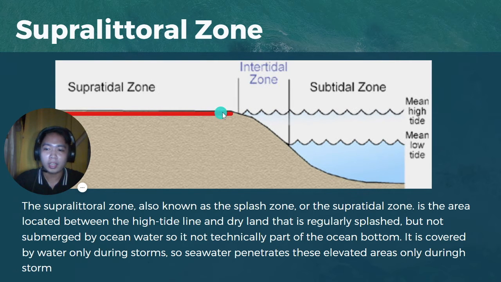However, this area is moist or wet because it gets wet from the splash of the waves. It is covered by water only during storms, so seawater penetrates these elevated areas during storms, especially during a storm surge, so it can be submerged into water.